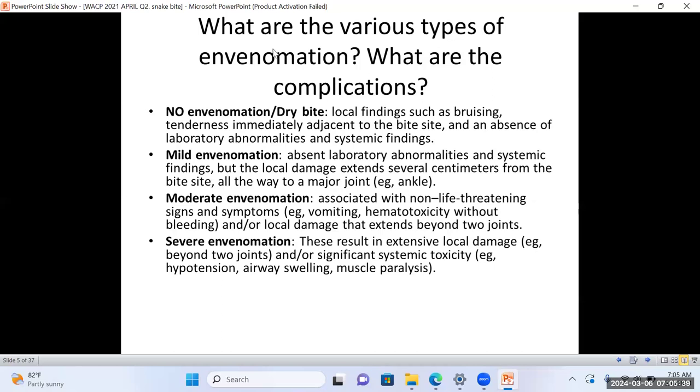For the moderate envenomation, you have non-life-threatening signs and symptoms of systemic envenomation, such as vomiting, hematotoxicity without massive bleeding. And then there may be local damage extending beyond two joints. While for severe envenomation, there's extensive local damage beyond two joints with or without systemic toxicity, such as the life-threatening systemic toxicity here will include hypotension, airway narrowing, muscle paralysis, which can result in respiratory failure.